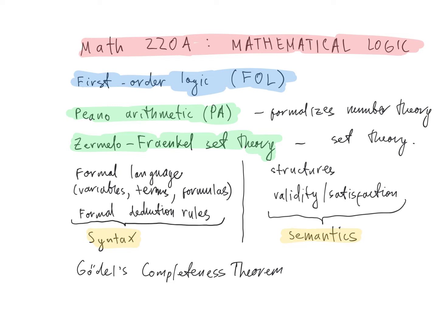It also provides an a posteriori justification for our choice of syntax, including the semantic rules and the formal language. In other words, it shows that there are many possible different choices for these formal rules, but all of them ultimately give the same result. Let's begin by making all of this precise. So we begin with the discussion of languages and structures.